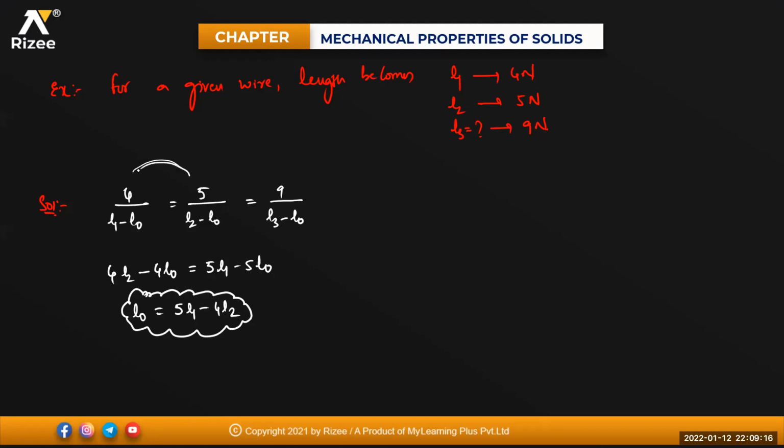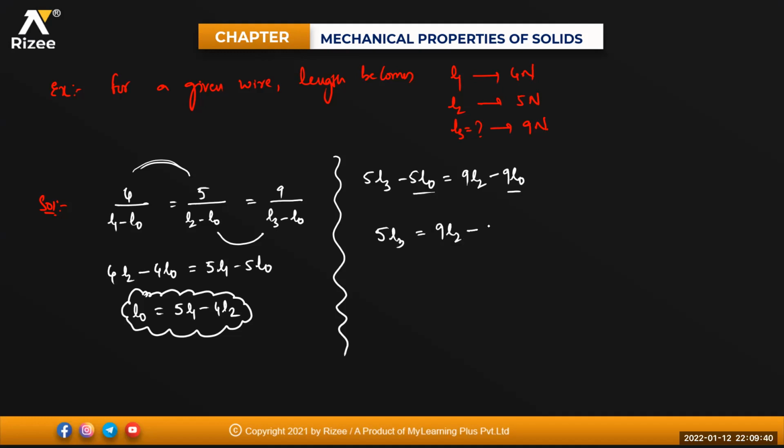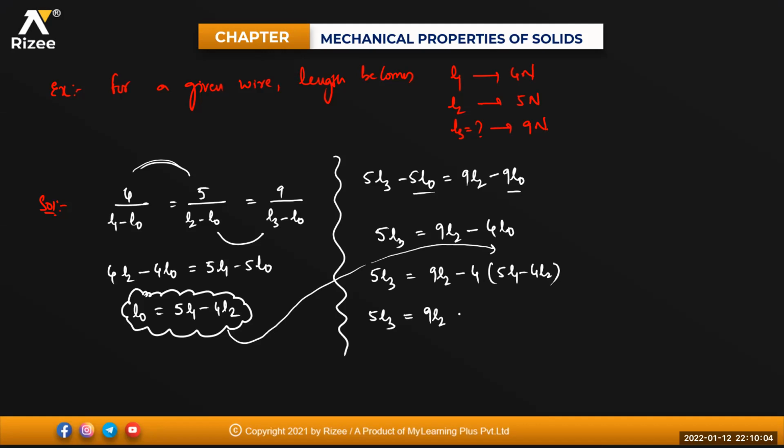Okay. I'm taking these last two now, that is 5 times L3 minus 5 times L0 is equal to 9 times L2 minus 9 times L0. All L0 terms on one side. That means 5L3 is equal to 9 into L2 minus 9L0 minus 5L0, that will become 4L0. That means 5L3 is equal to 9 into L2 minus 4 into L0, whose value we already got, 5 times L1 minus 4 times L2. So if I simplify, 5 times L3 is equal to 9 times L2 minus, 5 fours are 20, so 20 times L1 minus 4 fours are 16, 16 times L2.